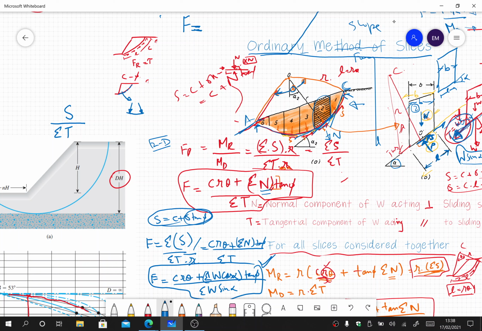So let's see what happens if we are considering the pore pressure also, or in other words we are going to do an effective stress analysis.